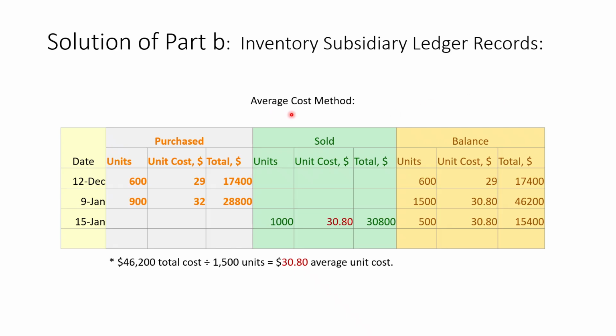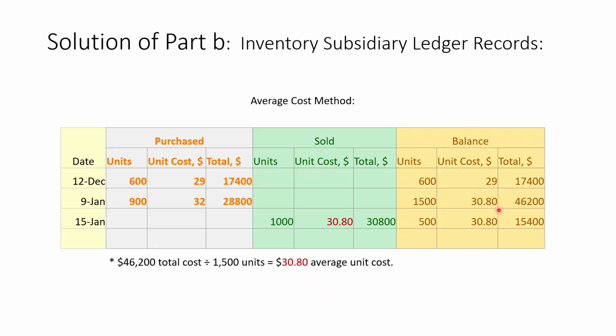If the question is about the average cost method and you are required to make such ledger records, you need to make this table where date, purchased, sold, and balance, and then three sub columns. And you can also see on 9th January we have also recorded the balance. 1500 total units. The average is 30.80 and the total is 46,200. The 46,200 is also given in the question.